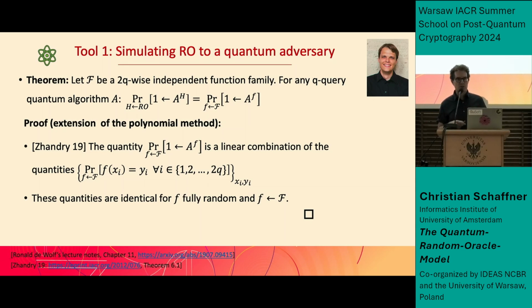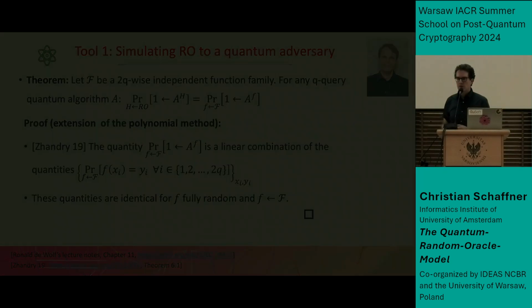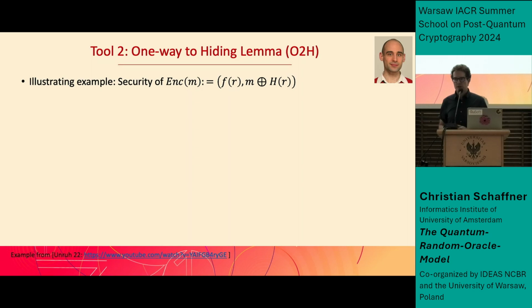So in the QROM, you can also do, well, it's not actually, we'll see this later. It's not lazy sampling, but you can at least play something to a quantum attacker that looks like a random oracle, if you know a bound on the number of queries. All right, so let's switch to the second tool.